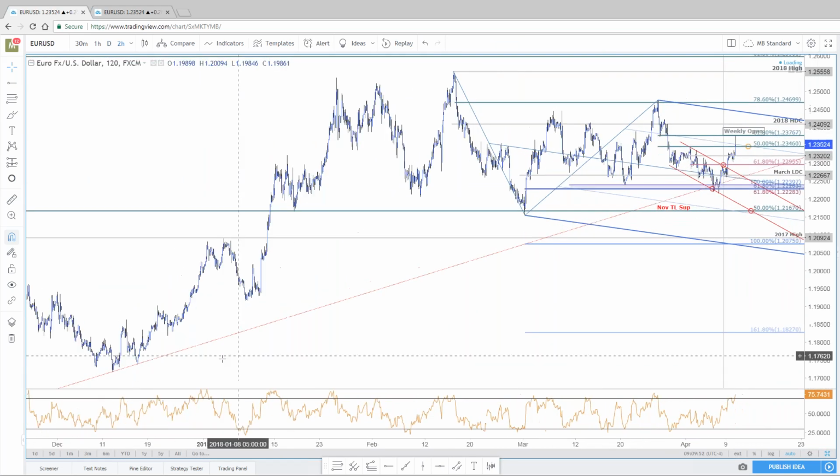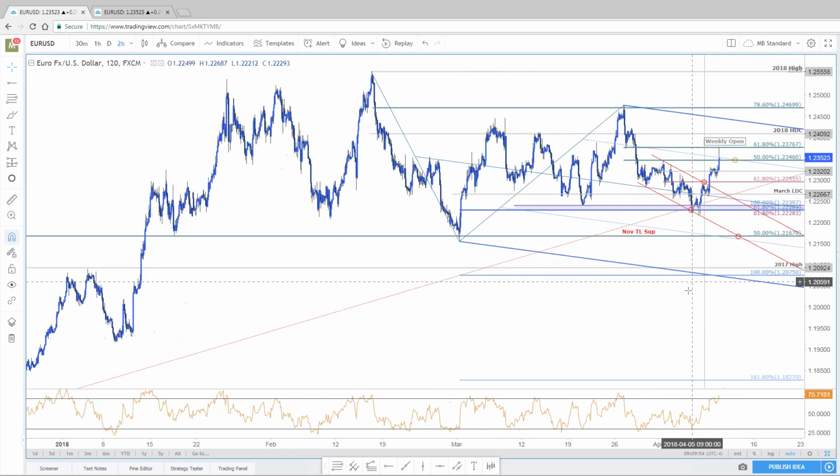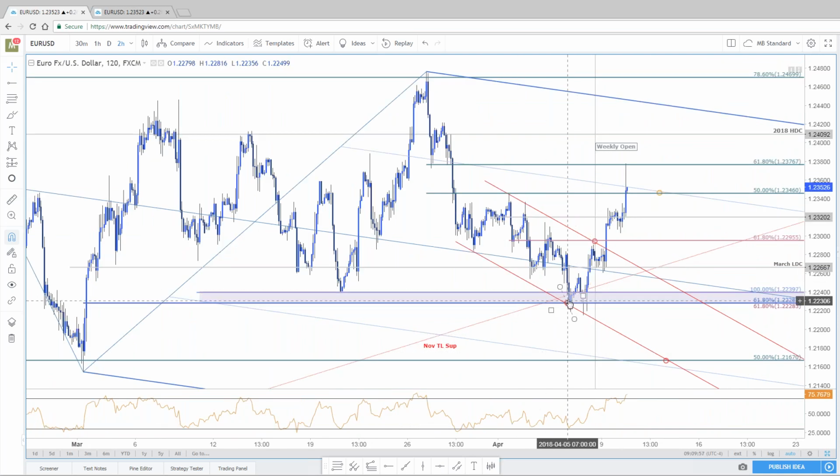Again, sorry, snap all those levels for you. So that's November, that trend line from November. You did see there last week, that's where we struggled, pushed higher. We closed higher in the week.